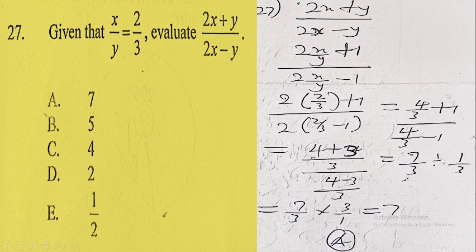Then 4 plus 3 will give us 7 over 3, divided by 4 minus 3 will give us 1 over 3. Then I can change this division to times. That will give me 7 over 3 times 3 over 1. 3 can take care of 3. Then we have the answer to be 7. So the correct option here is option A.